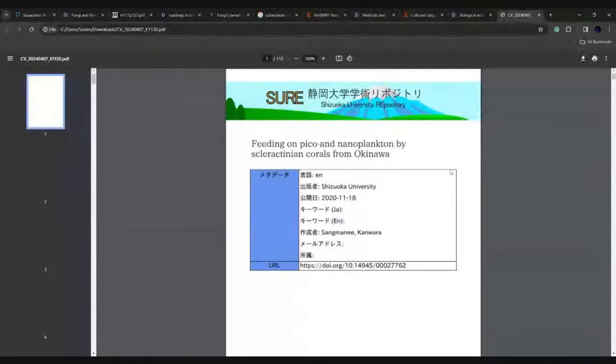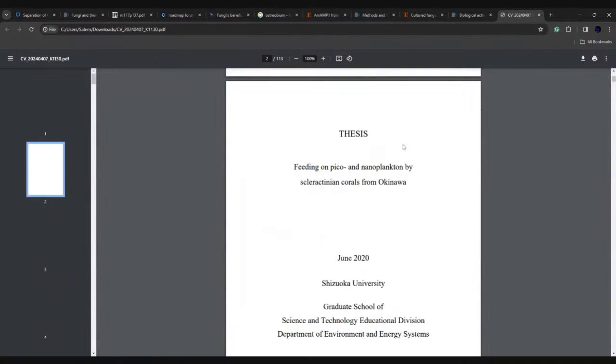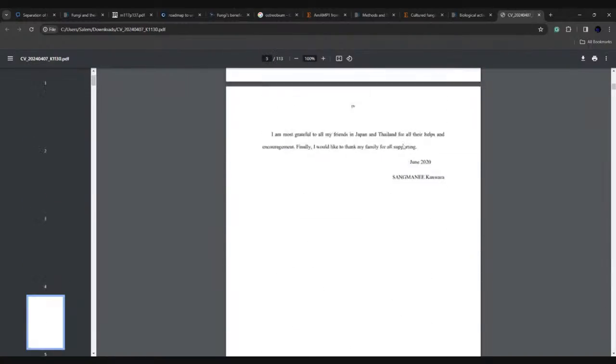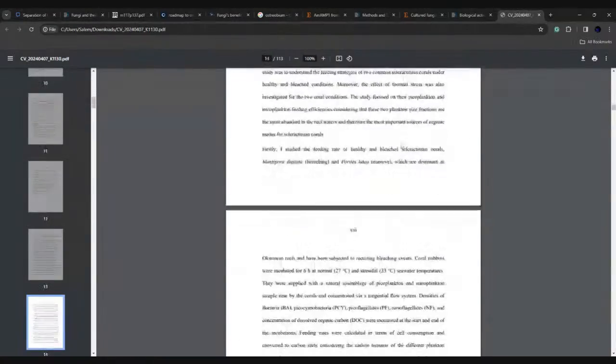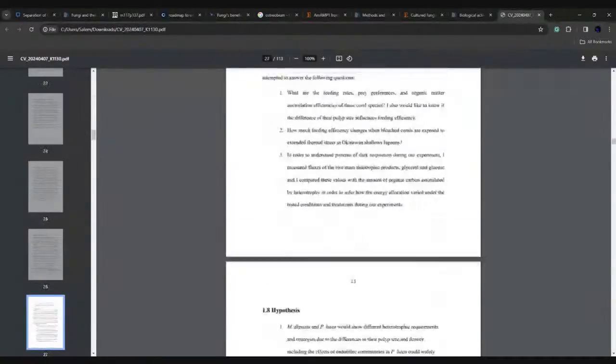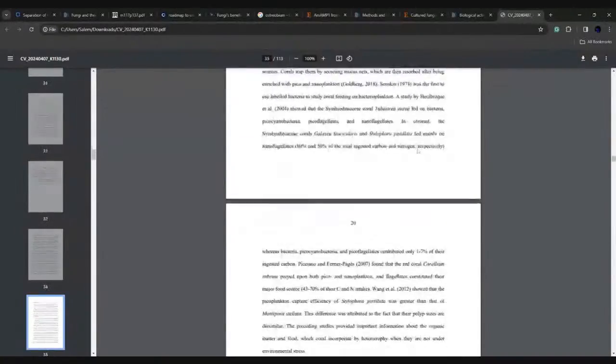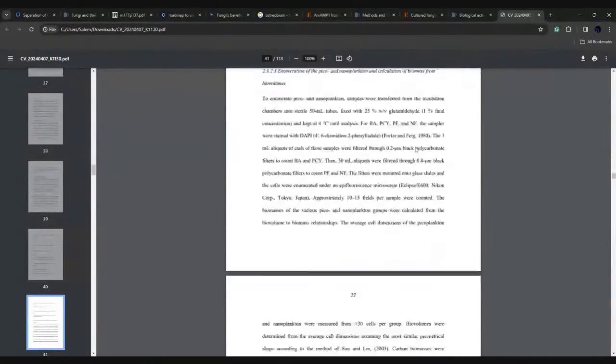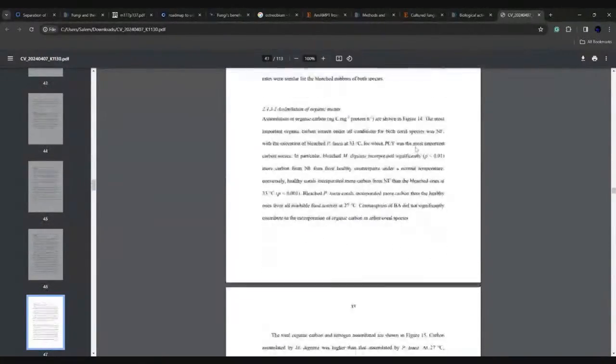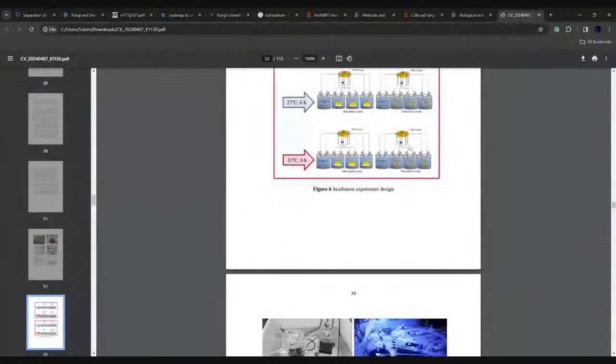Okay, so check this out. Feeding on pico and phytoplankton by corals from Okinawa. So yeah, it's in Japan. 113 pages is this dude's whole dissertation. But check out how this is some very, very solid experimental design, if I can find this here. And the data is phenomenal. It's all as a function of time. I've got to scroll down to it.